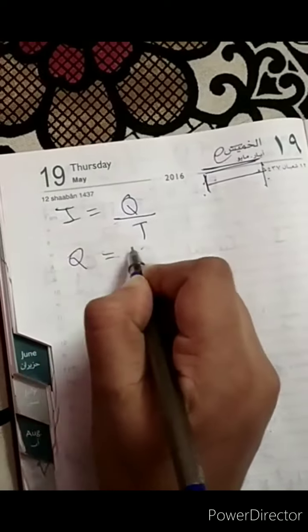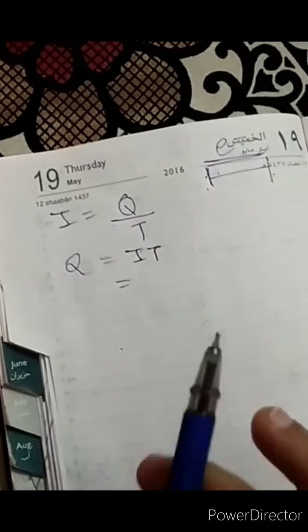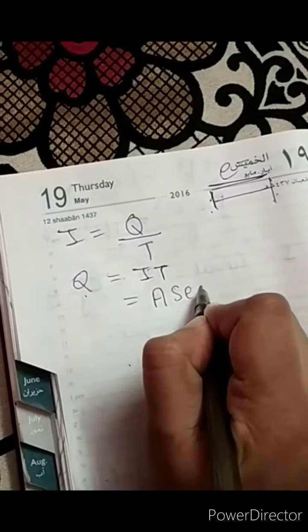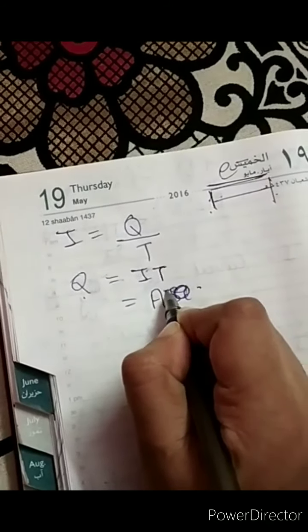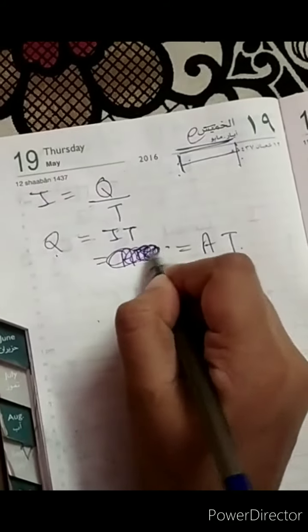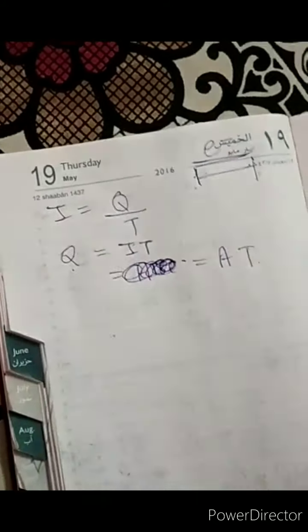So can I write charge as I into T? Since I have to write in terms of fundamental quantities, charge is not our basic SI unit, it is ampere. So in terms of ampere you have to write down the unit of charge. Charge is equal to I, which is ampere, and T is time in seconds. We have to write the MLT unit, that is A into T. Fine. So the charge dimensional formula we got is AT.